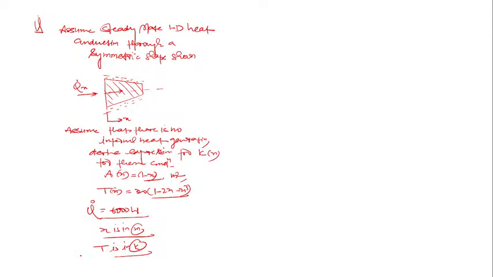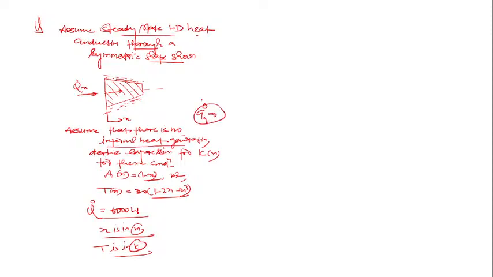So first read the question. How should I perform? First read the question carefully. Assume steady state one dimensional heat conduction through the symmetric shape, through which the heat is going to transfer, and since lateral surfaces are insulated, there is heat transfer only in the axial direction. Assume that there is no internal heat generation, which means first of all Qg dot equal to 0.